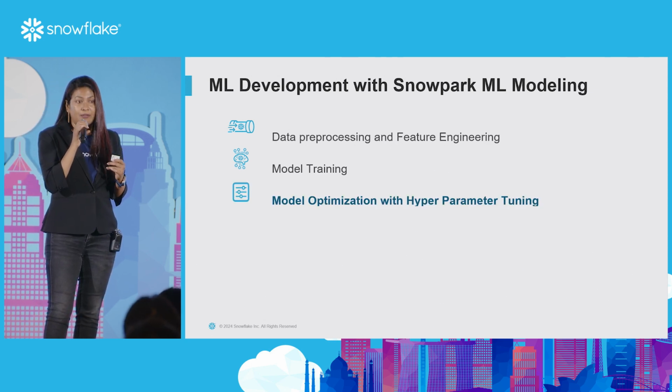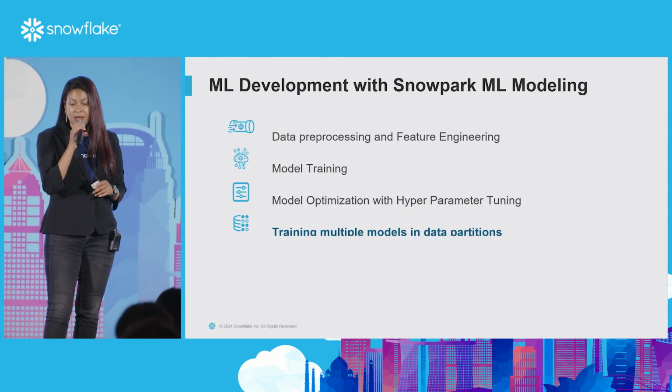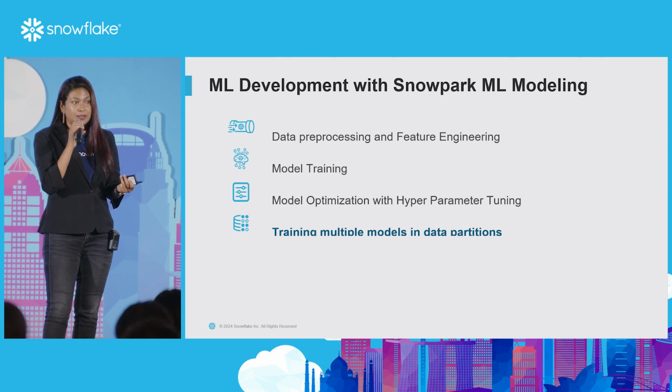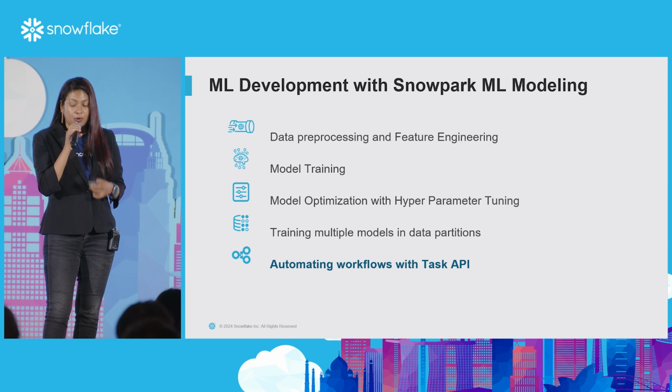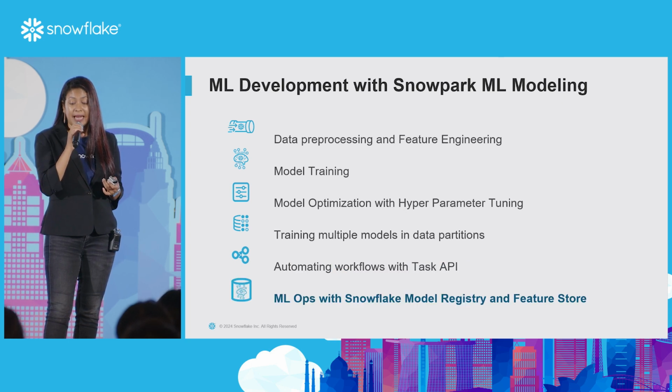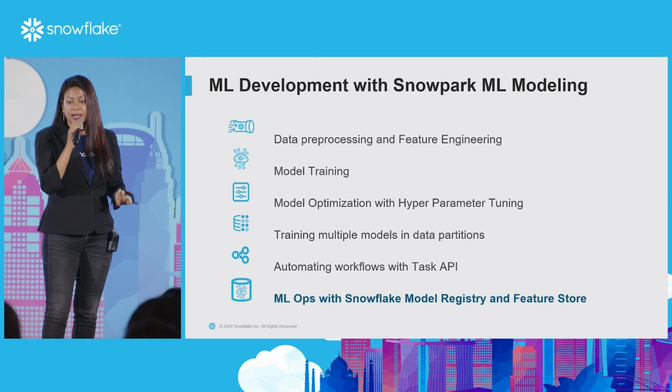And then we have model optimization with hyperparameter tuning. This will distribute your hyperparameter tuning, so it becomes much faster. Again, you can train multiple models with data partitions, followed by automating the workflows. We have a task API, and finally, you can do all your MLOps, your model registry and feature store, with RBAC controls on who is accessing what, etc.